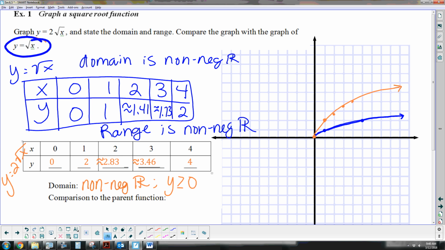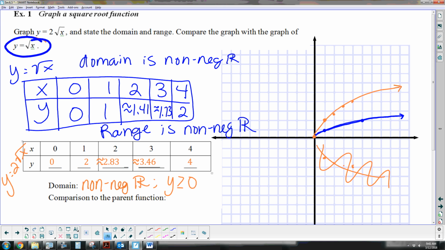Now again, because we have the domain set at non-negative real numbers, our range is also going to be non-negative real numbers because you can't have 2 outputs for a single input. We cannot have 2 y values here for every single x value, because if we did, this would not be a function.